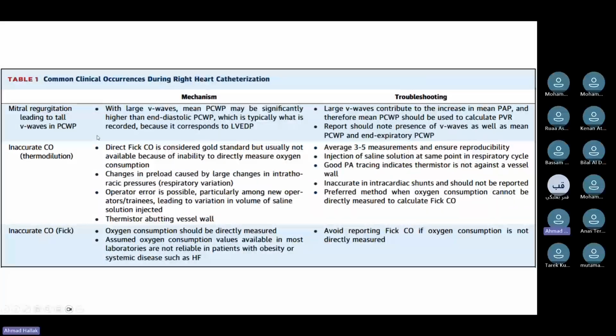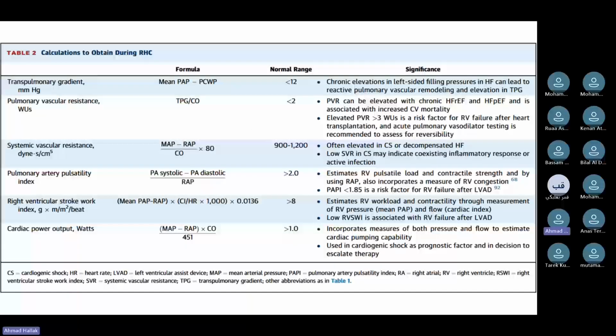And other things that cause abnormalities in the right heart cath, like we discussed, mitral regurgitation will lead to very pronounced V waves in the pulmonary capillary wedge pressure. And this can change your mean pulmonary capillary wedge pressure and make it much different than the end diastolic pulmonary capillary wedge pressure, so you have to keep that in mind. Thermodilution, like we discussed, can have some pitfalls, and the same thing for the indirect Fick, which can also give an inaccurate cardiac output.